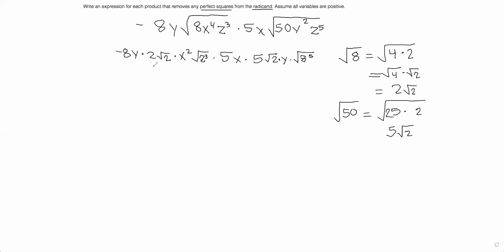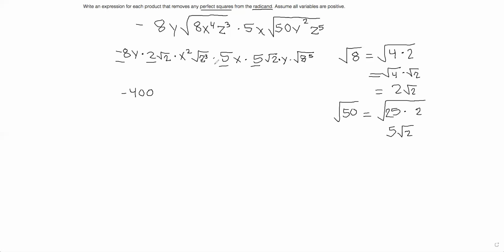All right, so let's simplify things a little bit before we go further. So I want to multiply negative 8 times 2 times 5 times 5. So negative 8 times 5 is negative 40. Negative 40 times 2 is negative 80. We have negative 80 times 5, which is negative 400. I just multiplied all the constants together, and I got negative 400.